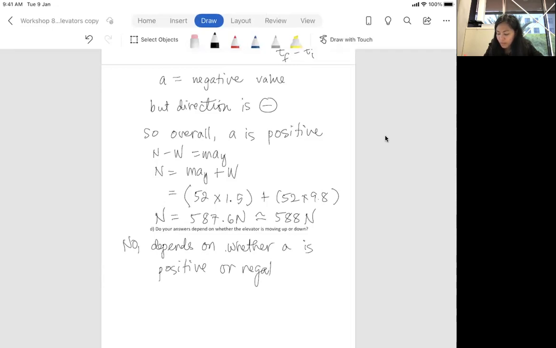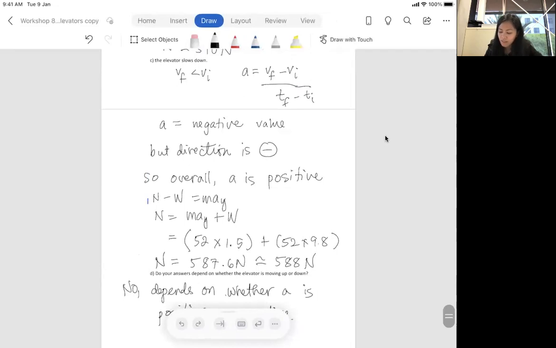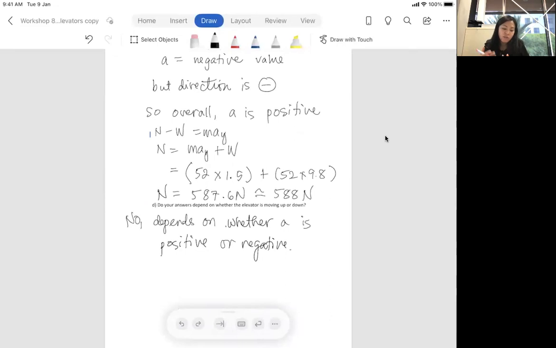We've seen in the example in question C that the acceleration can be positive even if the elevator is moving downwards. If the elevator is moving downwards but slowing down, then it has an overall positive acceleration. It's really just whether the acceleration is positive or negative that affects the results for the normal force, rather than whether the elevator is moving up or down. All right.